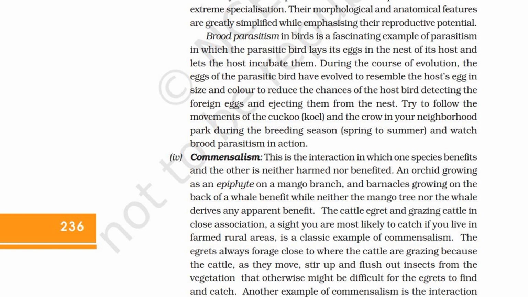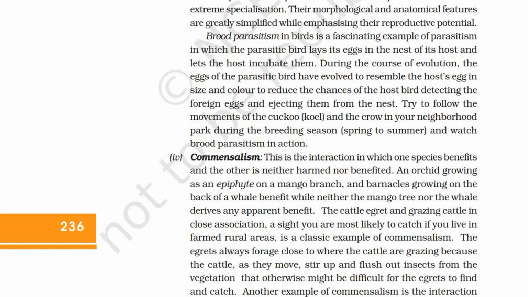4. Commensalism. This is the interaction in which one species benefits and the other is neither harmed nor benefited. An orchid growing as an epiphyte on a mango branch and barnacles growing on the back of a whale benefit while neither the mango tree nor the whale derives any apparent benefit. The cattle egret and grazing cattle in close association, a sight you are most likely to catch if you live in farmed rural areas, is a classic example of commensalism.